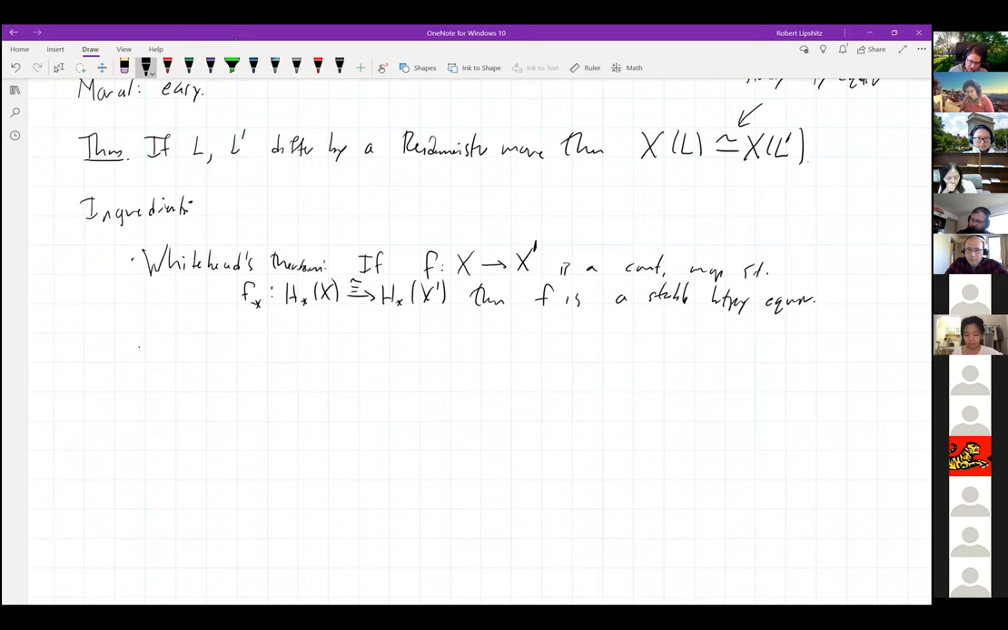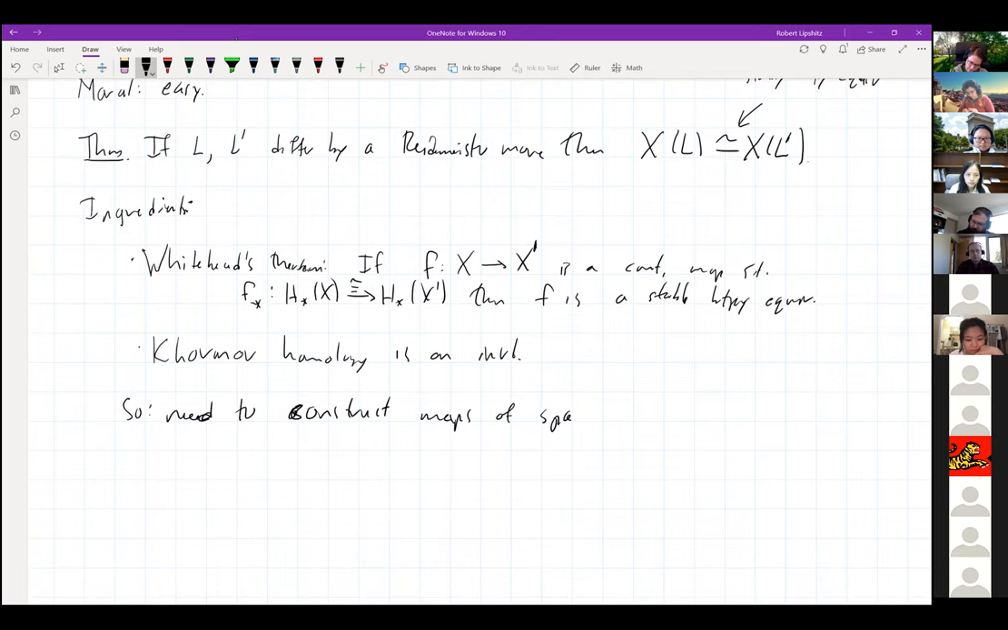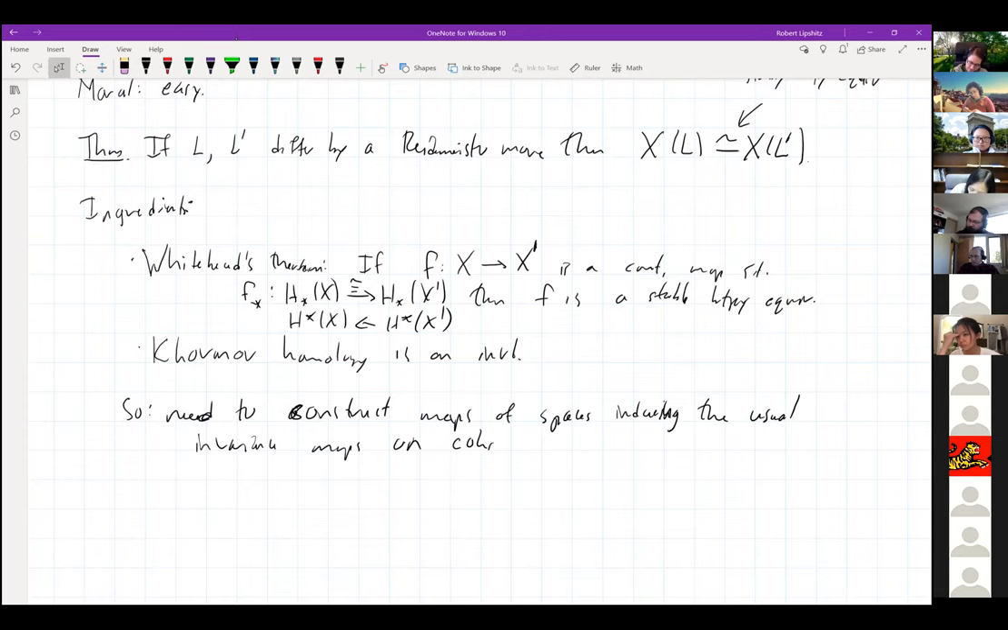Okay, there's Mikhail's proof of invariance for Khovanov homology. Khovanov homology is an invariant. I just need to construct maps of spaces inducing the usual invariance maps on homology. The same is true for cohomology, homology or cohomology, and usually invariance maps on cohomology. So I just need to show that the usual maps on the Khovanov complex are covered by maps of spaces, and then we're done.